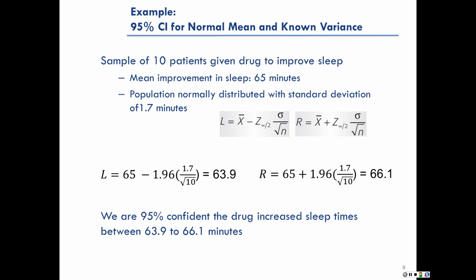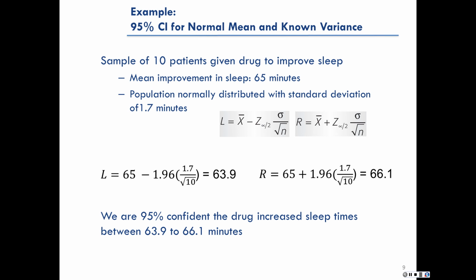And so let's walk through an example. Hopefully it'll make it a little bit clearer. So again, we're looking for the 95% confidence interval for normal mean and known variance. We have a sample of 10 patients. Say they're given a drug to improve their sleep, and the mean improvement in their sleep time was 65 minutes. Let's say we also know that this population is normally distributed with a standard deviation of 1.7 minutes. And so you can see I've put the formulas there for computing the left and right hand side.